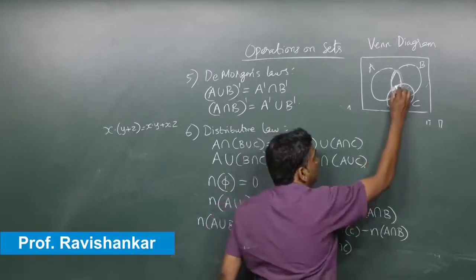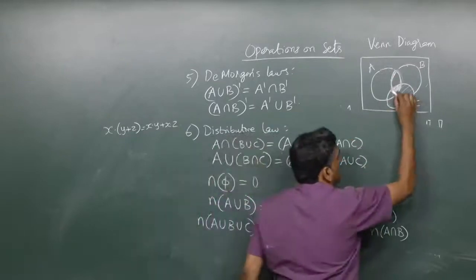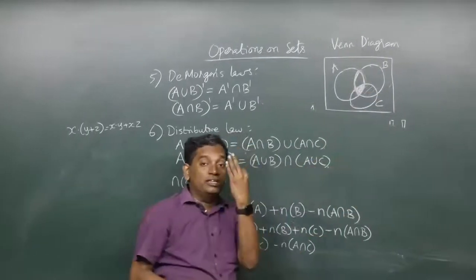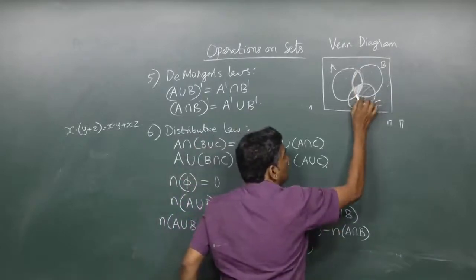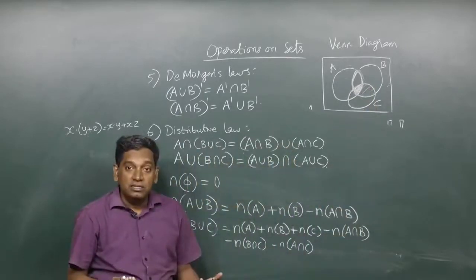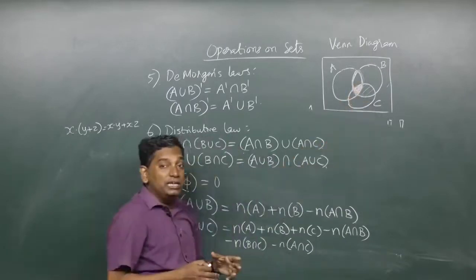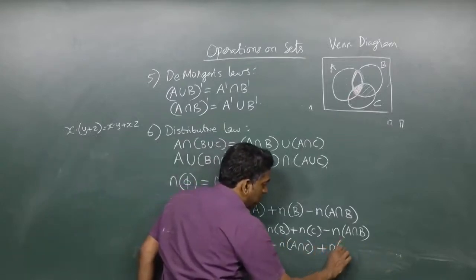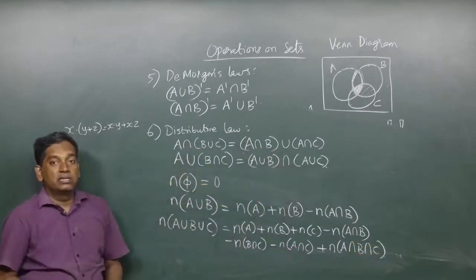We included it once under n of A. Okay, fine. We included it again in n of B, so we included it twice, and we included it again in n of C, so we included it thrice. But when we subtracted this and this, we also subtracted it thrice, which means this region common to A, B and C has not been included at all, and therefore for the overall formula we must now add n of A intersection B intersection C.